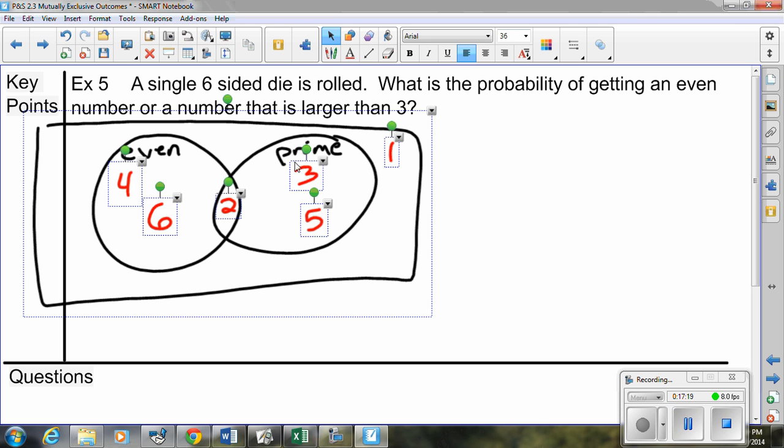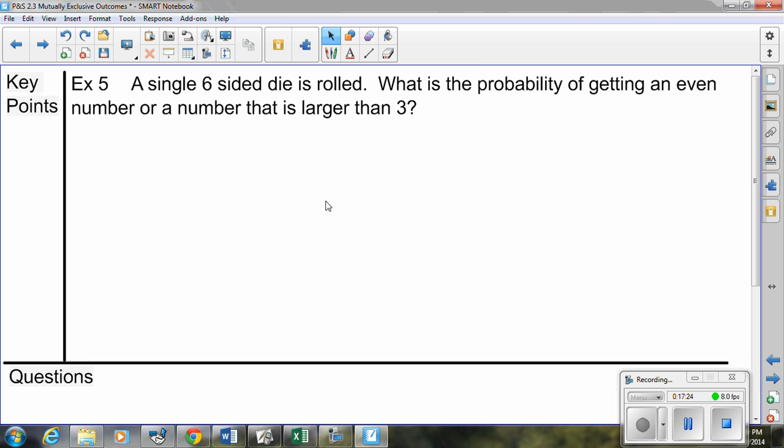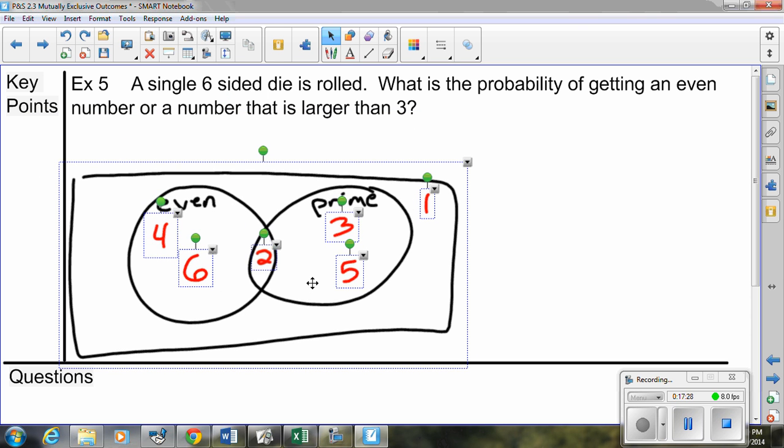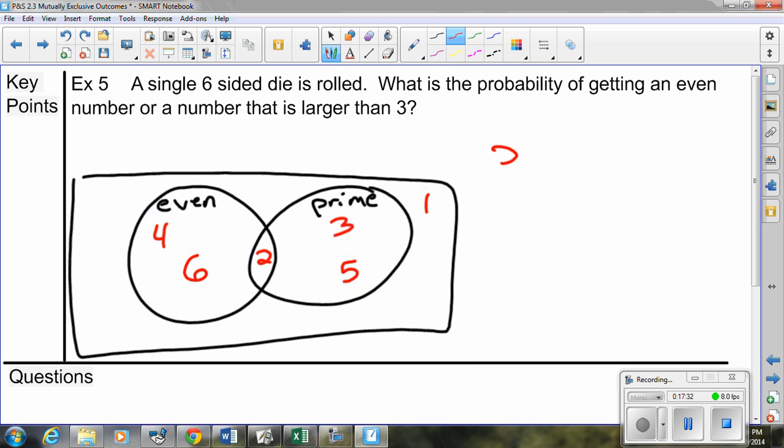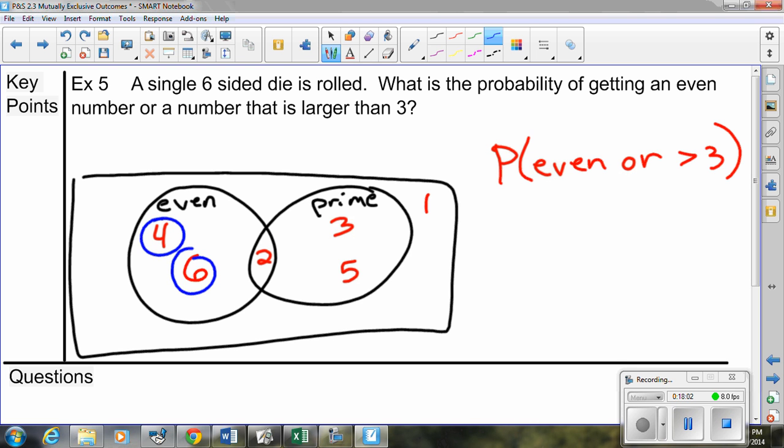What is the probability of getting an even number or one that's larger than 3? Well, what do we wind up with? How many numbers are even or larger than 3? Well, we have even, even, even, bigger than 3. How many numbers did we have that work? 4 out of 6. By looking at the Venn diagram, we can get our answer 2/3.